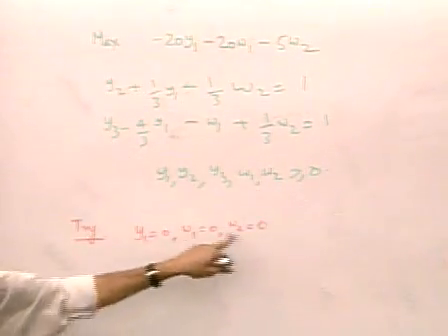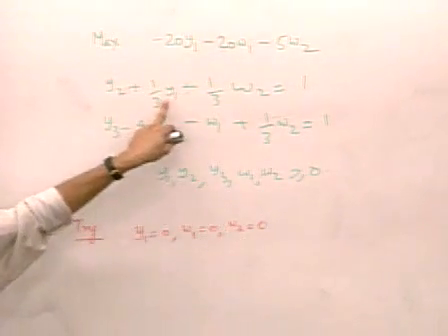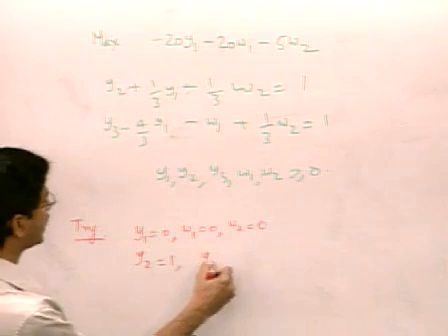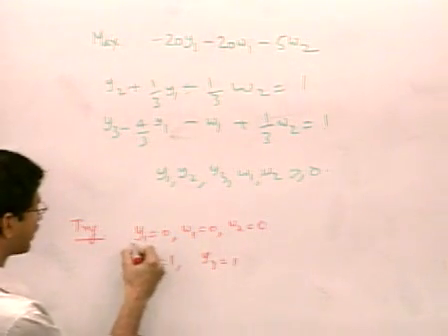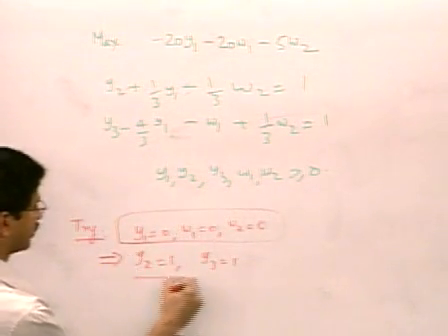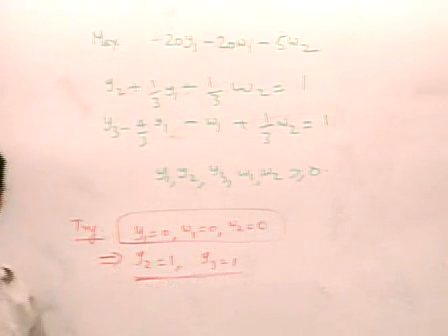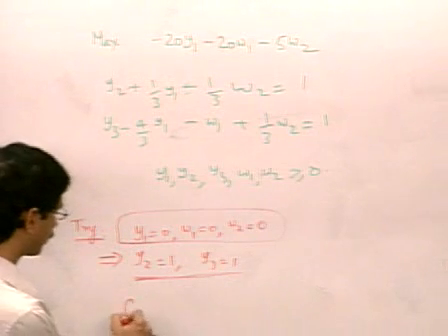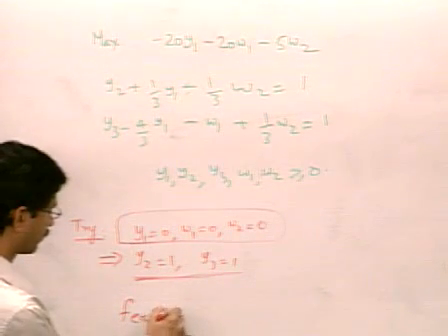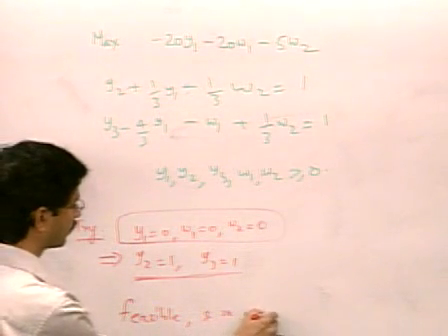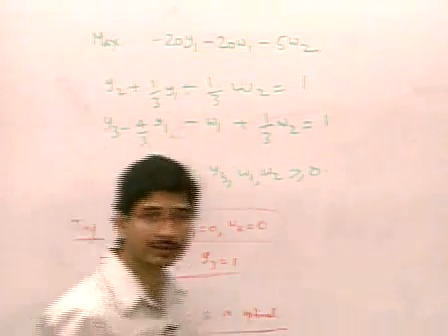So I set these, and then I find, okay, so y1 is 0, w2 is 0, so y2 has to be 1, and y3 has to be 1. So notice that this implies these two things. Okay. This is feasible, and therefore it's optimal. Okay?